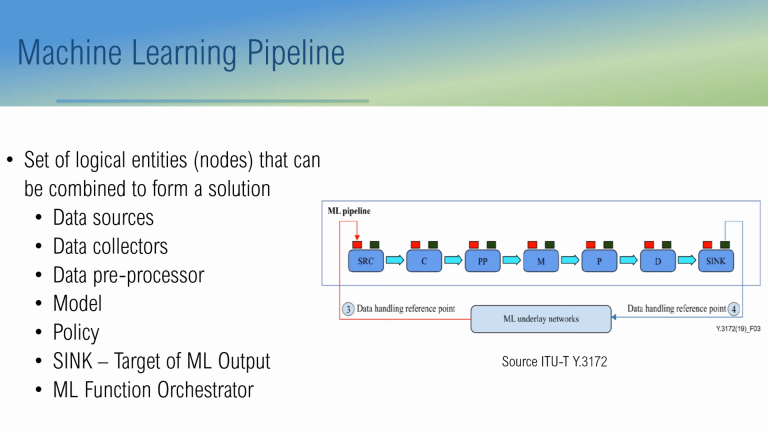So the machine learning function orchestrator monitors and manages the machine learning pipeline nodes. So it will be the machine learning function orchestrator connecting the machine learning functions or nodes together to form the complete machine learning pipeline based on the use case.